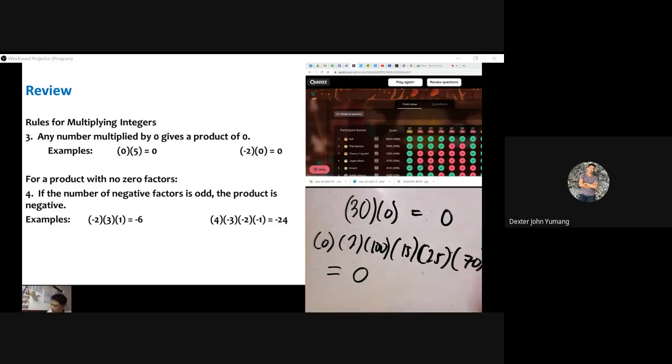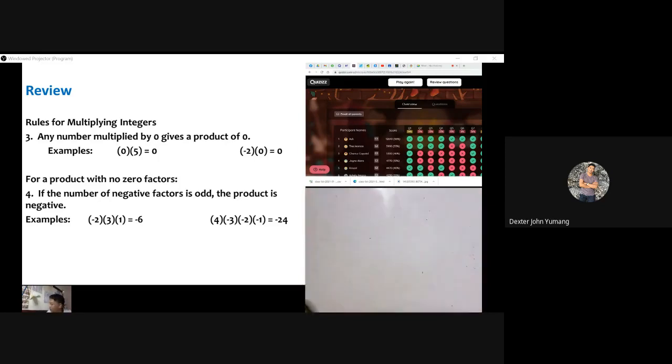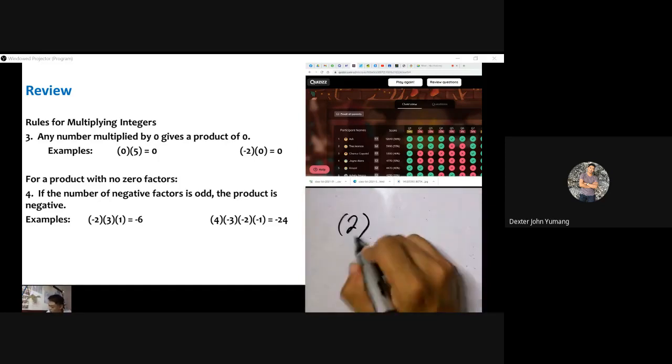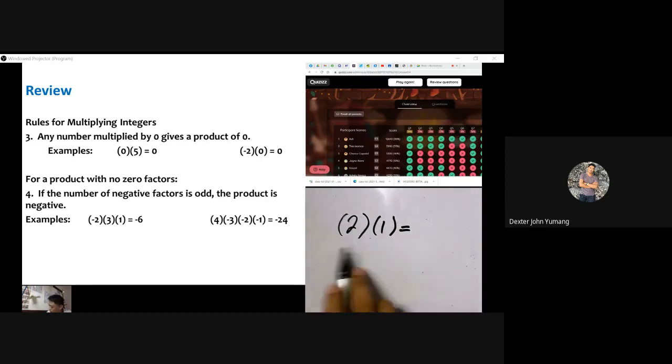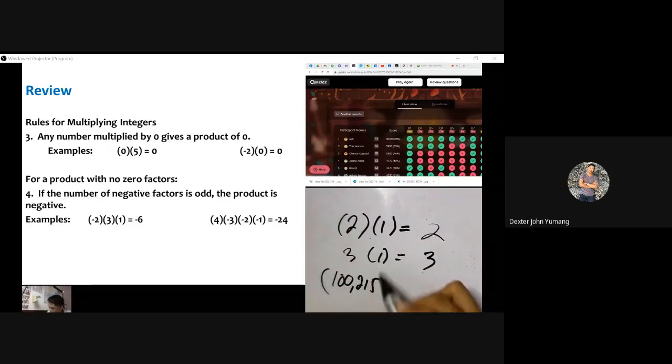Okay, next. Any number naman na gi-multiply sa 1, yun din yung sagot. Example, 2 times 1. 2 din yung sagot. Next, 3 times 1. 3 din yung sagot. Next, 100,215 times 1. 100,215 din yung sagot. Automatic siya because that is a property.